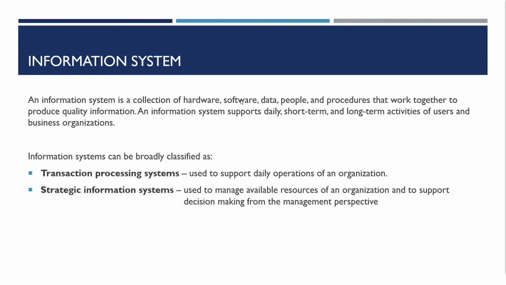So they combine, working together: the hardware, software, and data, and then the people and the procedures, so that you can deliver a good service or a good output. So that's what is called an information system. Information system supports daily, short-term, and long-term activities of users and business organizations.